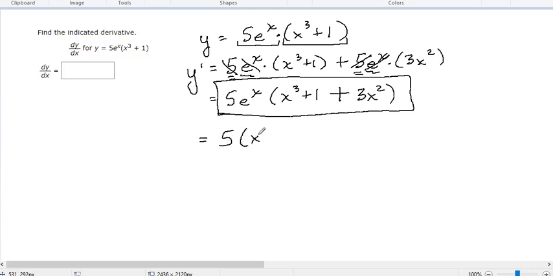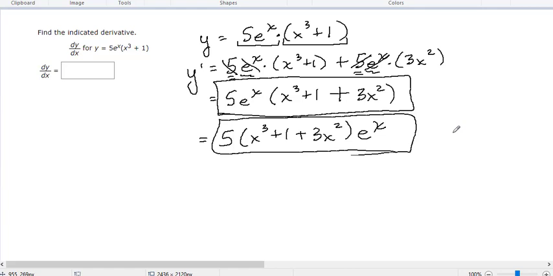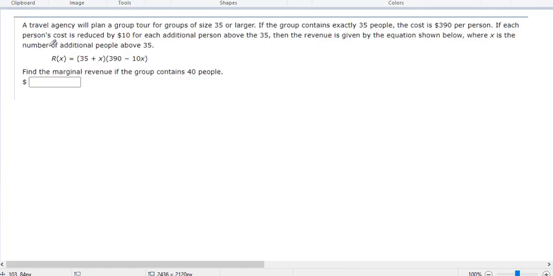Now, didn't I just say that you're supposed to factor it out to the right-hand side? Yes. Also a perfectly fine answer. WebAssign will take either one. Next problem, we have a travel agency, and they plan a group tour for groups of size 35 or larger. If the group has 35 people, there's a baseline cost of $390 per person, but each person's cost is reduced, in this case by $10 for each additional person above the 35. This is like the skating rink problem, except you have $10 reduction for every person.